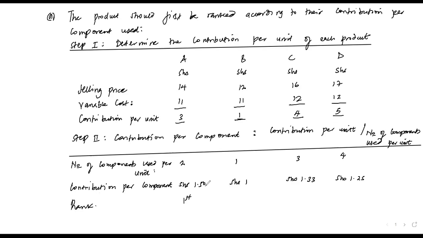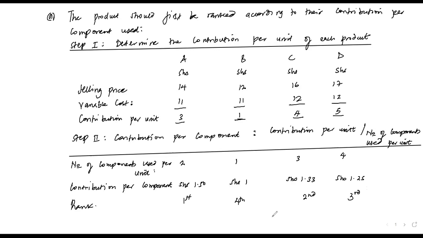Of course, this will be followed by product what? By product C. So we rank this the 3rd. Then product D, we rank this 2nd. Then lastly, we can produce product B. So it is ranked 4th. So now we can come up with a product mix.